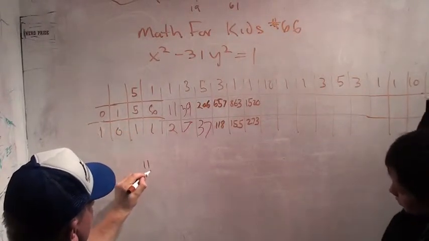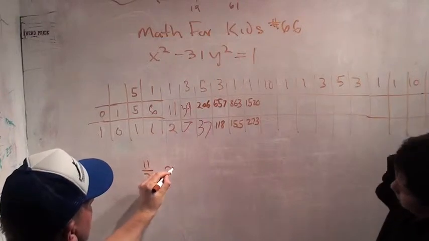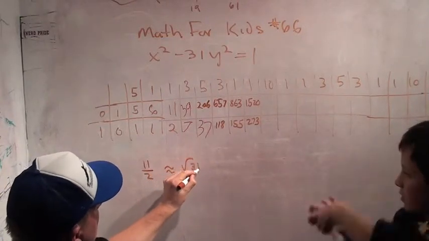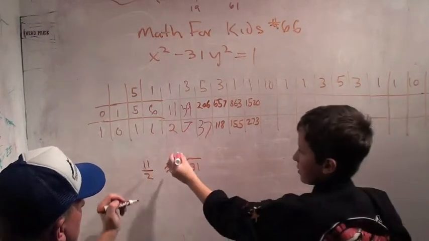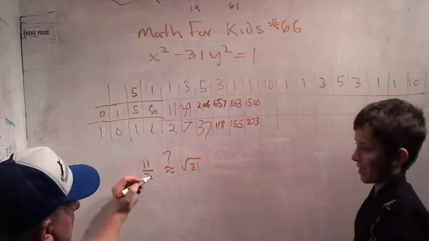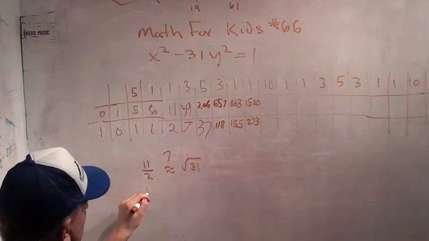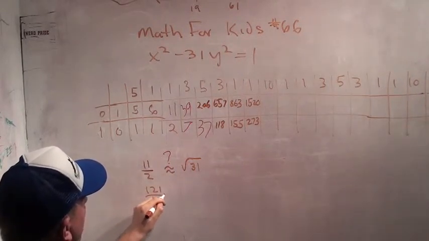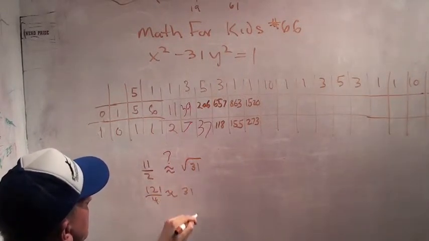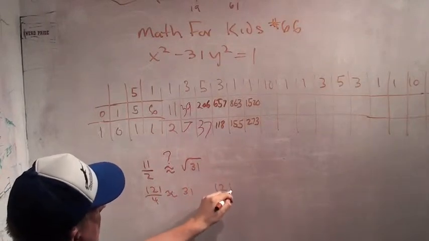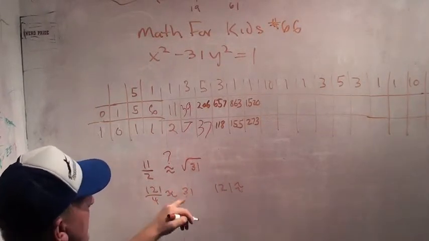Let's look at 11 halves. Is this approximately equal to the square root of 31? What is 11 squared? It's 121. Is 121 over 4 approximately equal to 31? Well, does 121 approximately equal 4 times 31?